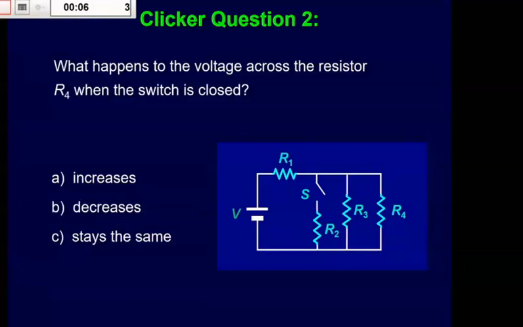And so we got this circuit here with a switch in it. What happens to the voltage across the resistor R4 when the switch is closed? So talk about this with your neighbors and see what you think. So what happens to the voltage across resistor R4 when the switch is closed?